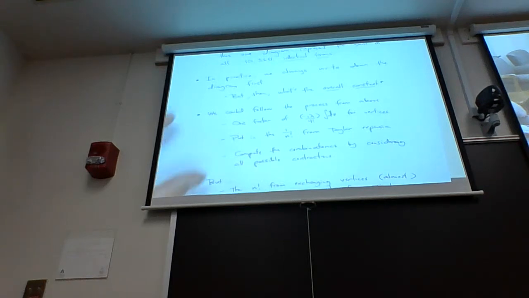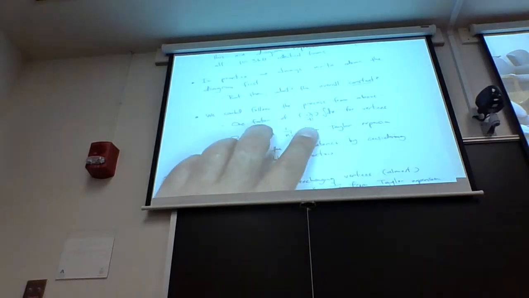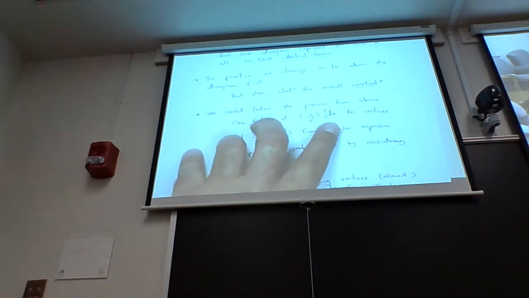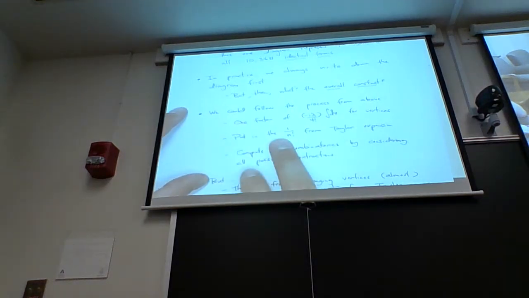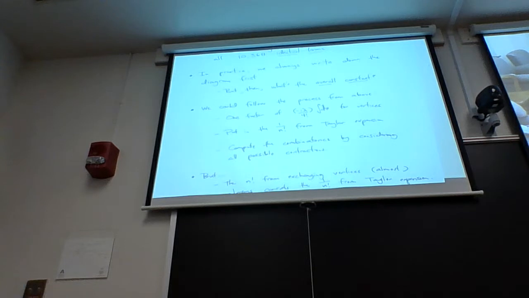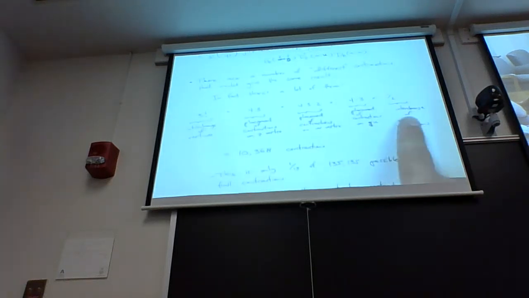So what we could do is follow the same process that we did above, right? For every vertex, we throw in a factor of the coupling over 4 factorial and then integrate over that space-time point. We could put in the 1 over n factorial for whatever term in the Taylor expansion that we're doing. And then we can compute the combinatorics by considering all possible contractions, like what we did here.